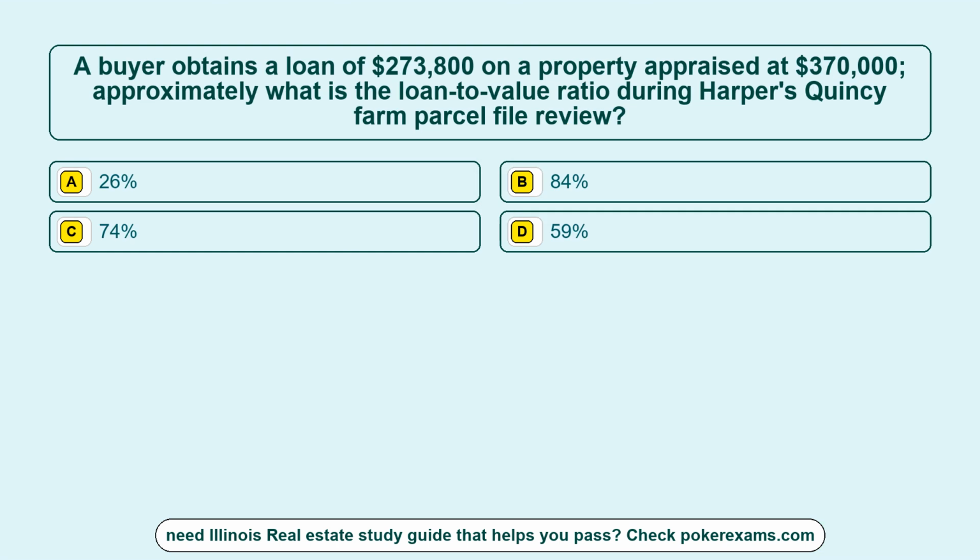Question 3. A buyer obtains a loan of $273,800 on a property appraised at $370,000. Approximately what is the loan-to-value ratio during Harper's Quincy Farm parcel file review? Option A, 26%. Option B, 84%. Option C, 74%. Option D, 59%.